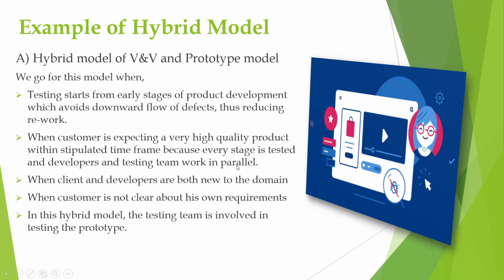When client and developers are both new to the domain, then we'll go with this V&V and prototype model. When the customer is not clear about his own requirement, we'll go with this V&V and prototype model. This is how the hybrid model works.